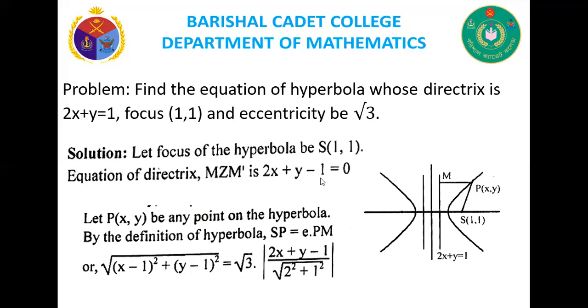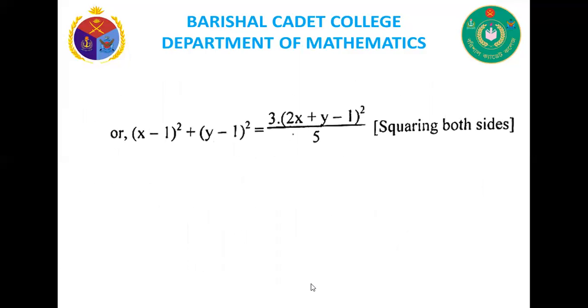And what is the perpendicular distance of a straight line from a point P(x, y)? You know this: the perpendicular distance of a straight line ax plus by plus c from a point (x1, y1) is (ax1 plus by1 plus c) divided by root over a square plus b square. Applying that formula, here you can get 2x plus y minus 1 divided by root over 2 square plus 1 square. Then calculating this, easily you can write (x minus 1) whole square plus (y minus 1) whole square equal to 3 into (2x plus y minus 1) whole square divided by 5. That is, I have done squaring both sides.